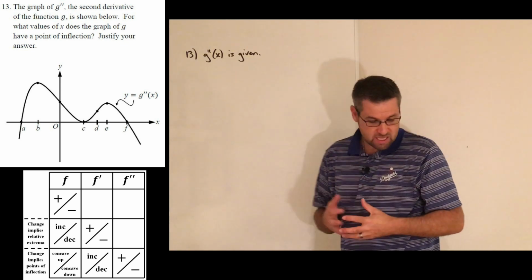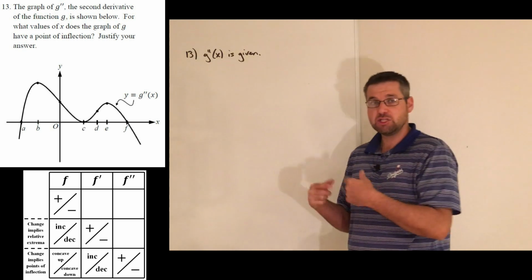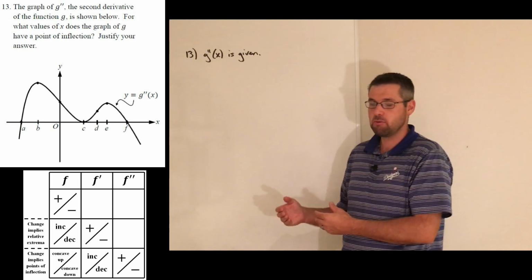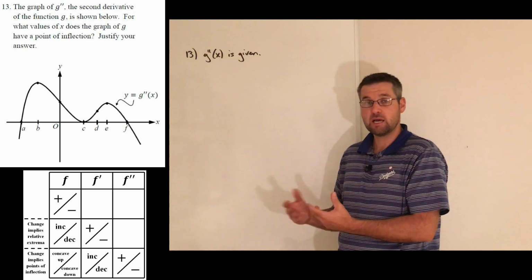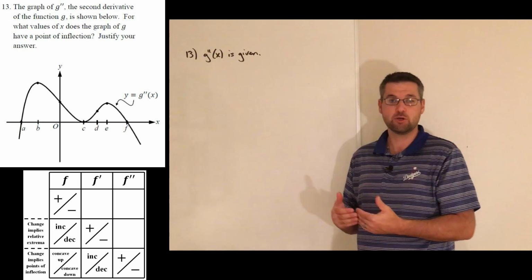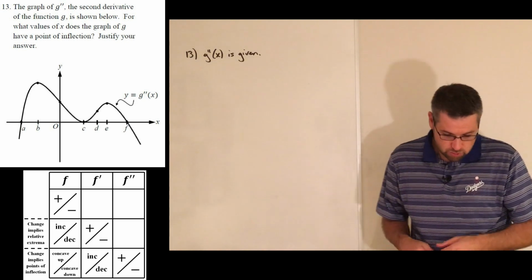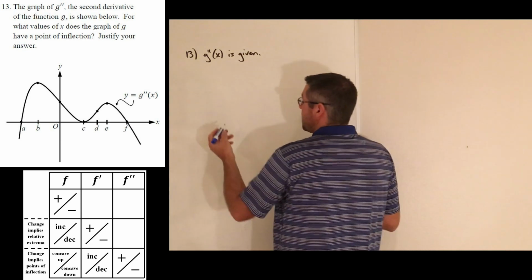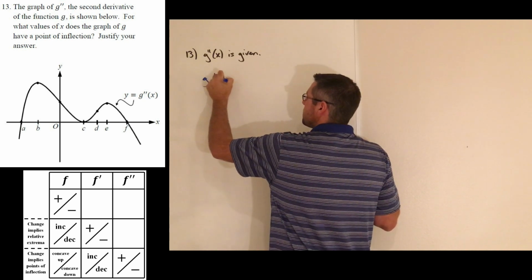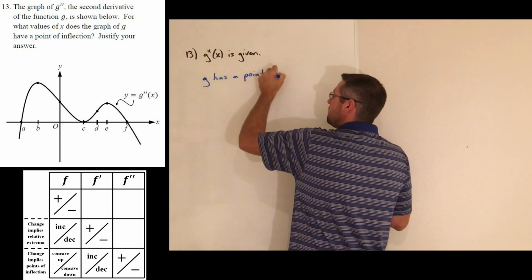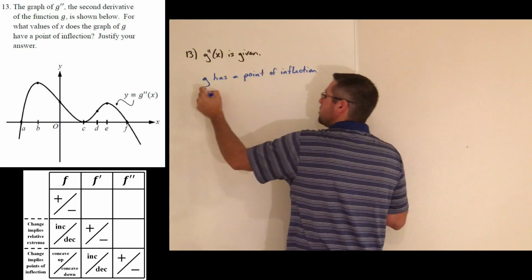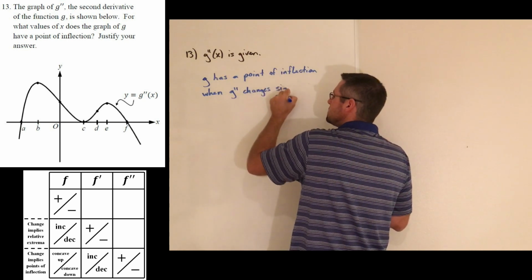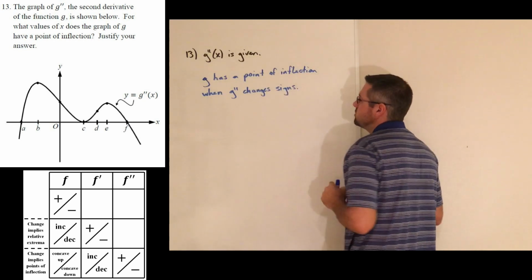So what does that mean though when we're given g double prime? Well, if g is changing from concave up to concave down, that would imply that g double prime is changing from positive to negative, because concavity of a function is determined by its second derivative, or the sign of its second derivative. So we could conclude that if we're looking for the points of inflection of g, we're looking for when g double prime changes signs. So we'll justify it like this. G has a point of inflection when g double prime changes signs. Okay, so that's our justification here.